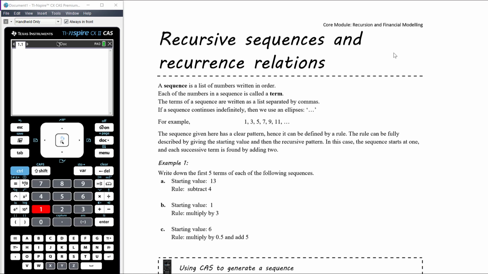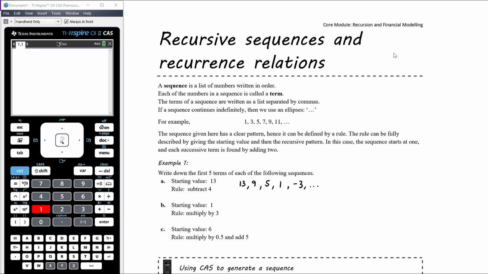So if the starting value is 13 and the rule is subtract 4, the first term would be 13, the next term would be 13 minus 4, which is 9, the next term would be 9 minus 4, which is 5, the next term would be 5 minus 4, which is 1, we want the first 5 terms, so 1 more, and the next term would be 1 minus 4, which is negative 3. And then we can indicate that the sequence is continuing.